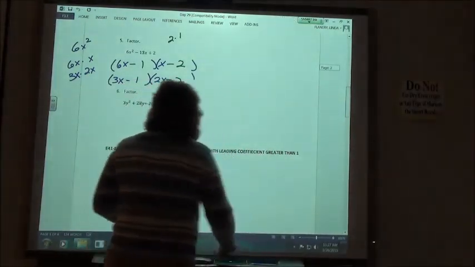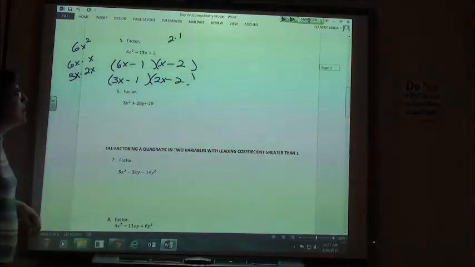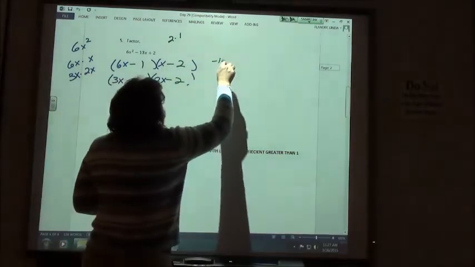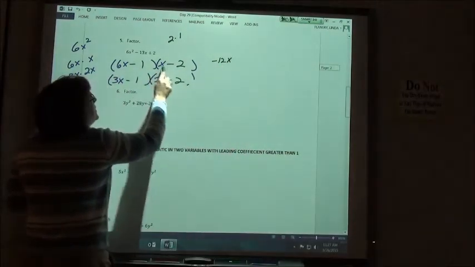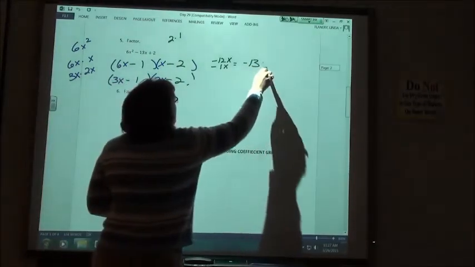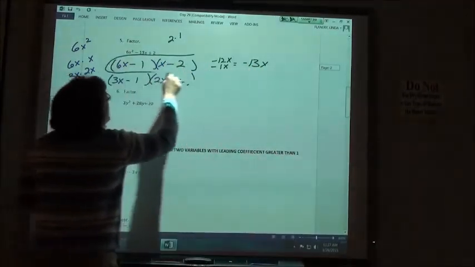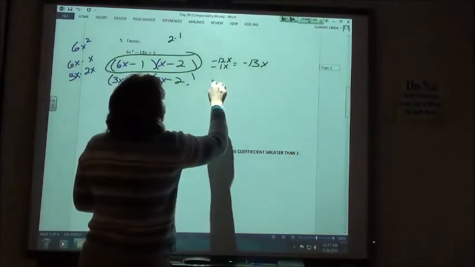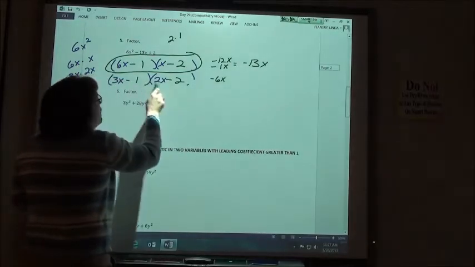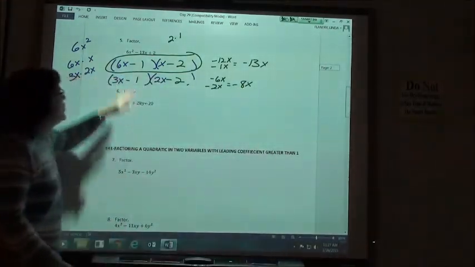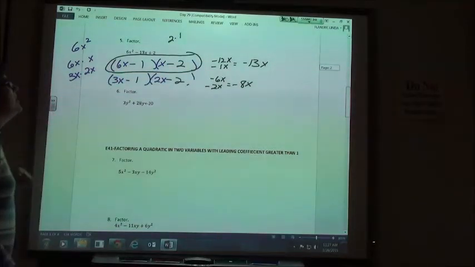And like I said, a lot of times I just check in my head instead of writing it down, but so you can see what I'm doing. 6 times negative 2 is negative 12x. Negative 1 times x is a negative 1x. Oh, there's my negative 13x. I know that's the pair I want, but just for fun I could check the other one. 3 times negative 2 is negative 6x. Negative 1 times 2 is negative 2x. Oh, that one's only negative 8x. So that's the only pair that works out to give me that negative 13x in the middle.